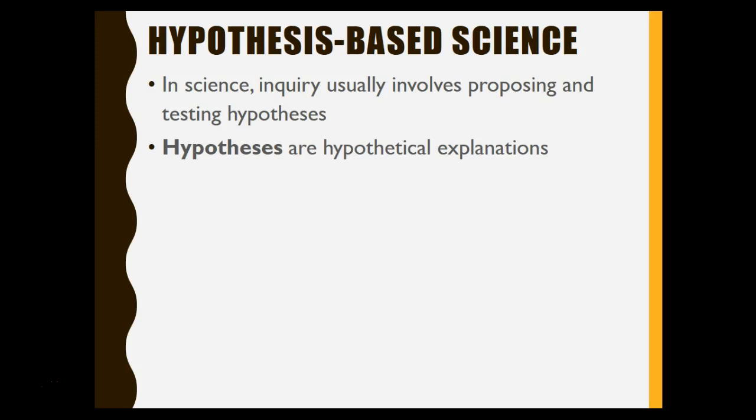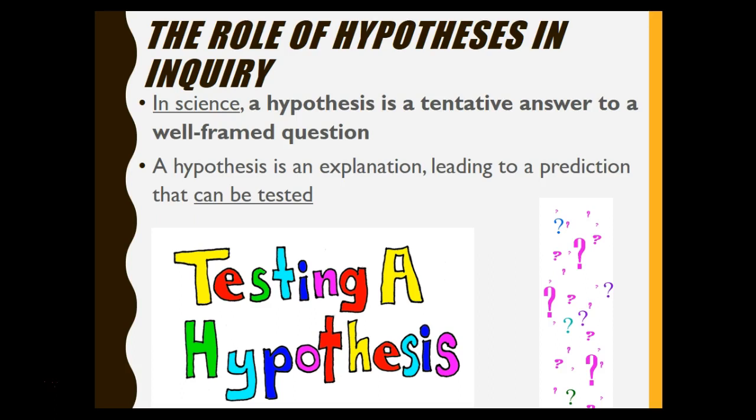So in hypothesis-based science, we're usually proposing and testing hypotheses, and hypotheses are the hypothetical explanation. So they are hypothetical in that it's what we believe to see, but until we test them, they will remain hypothetical. So a hypothesis is a tentative answer to a well-framed question. A hypothesis is an explanation, which leads to a prediction that can be tested. So the whole point is to go from hypothesis to testing.